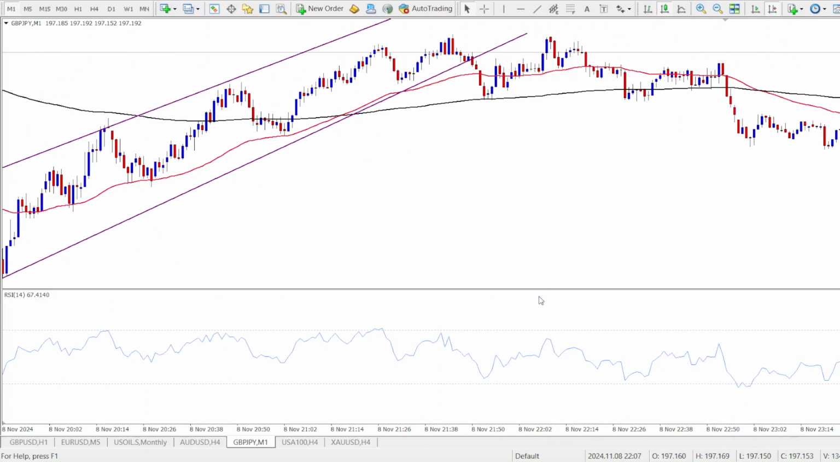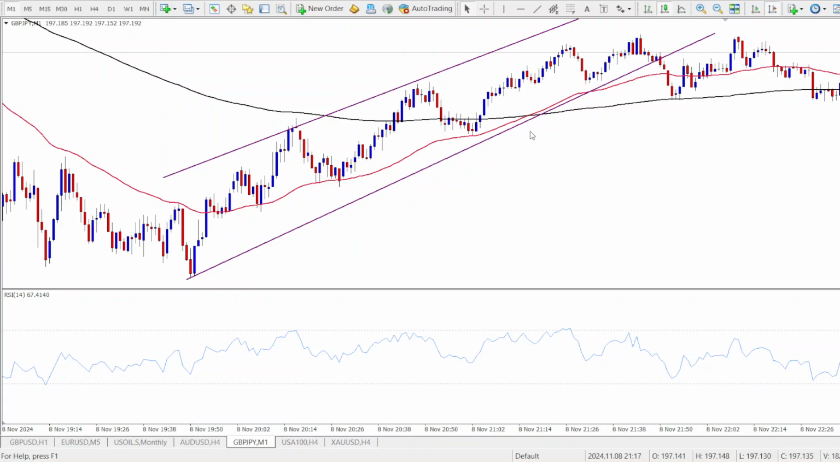Now, when you want to enter a trade, after identifying the trend, you should ideally wait for a crossover between the 50 EMA and the 200 EMA. So when the 50 EMA crosses above the 200 EMA, you have a buy signal.